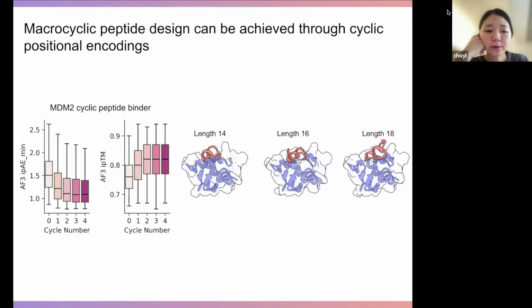Yep. So we could also design a cyclic peptide, and a cyclic peptide could be done by just cyclizing the positional encoding of the proteins. So we could generate different lengths of the protein given this MDM2 target, but we are trying to expand this to more difficult targets, by collaborating with Garov and Griffin from IPD.